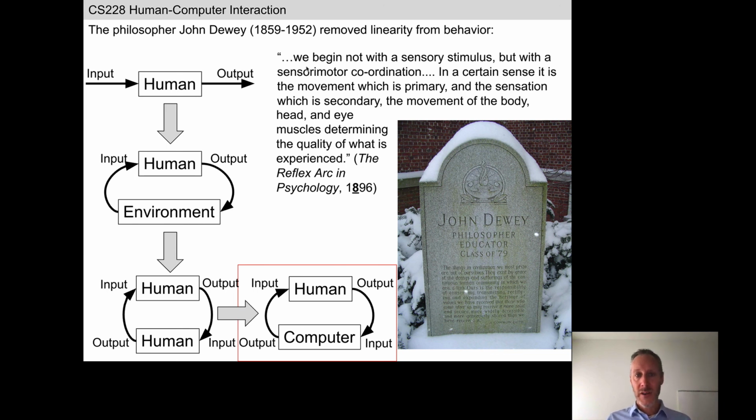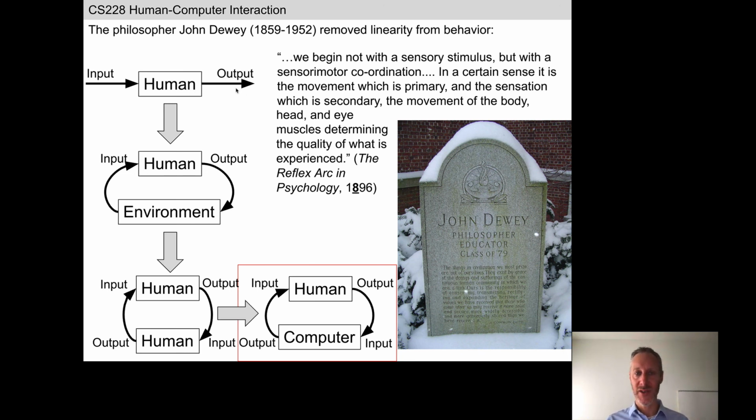In Dewey's own words, we begin not with the sensory stimulus, we begin not with the input, but with a sensor-motor coordination. In a certain sense, it's the movement which is primary and the sensation which is secondary. In Dewey, this would have meant that the sensation came after the movement, the movement of the body, head, and eye muscles determining the quality of what is experienced. This was a very profound statement that was given long before this idea of focusing on input first, then output. For Dewey, it was opposite.